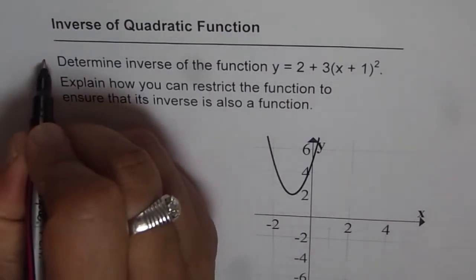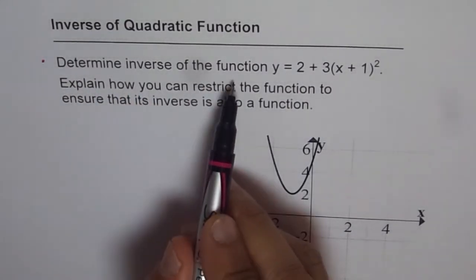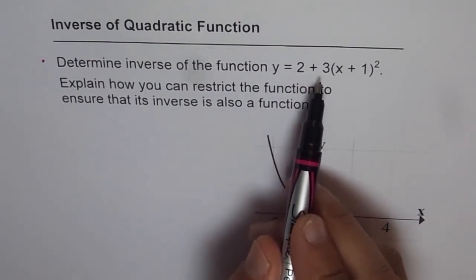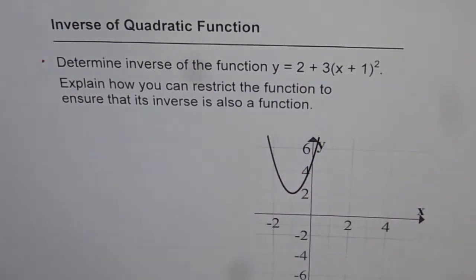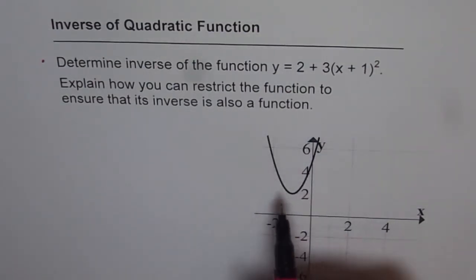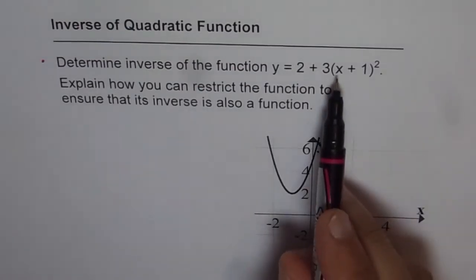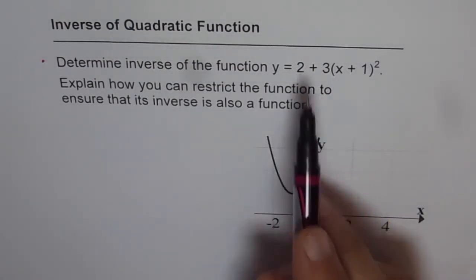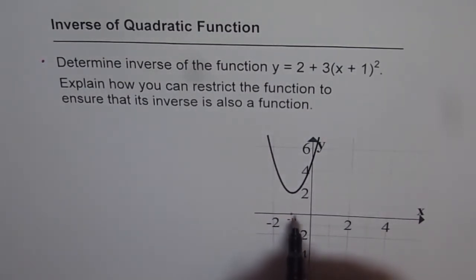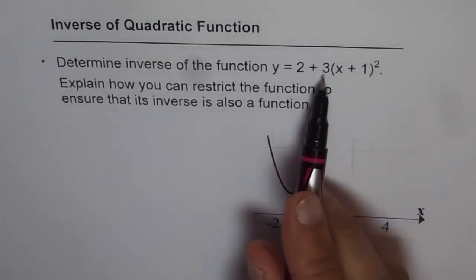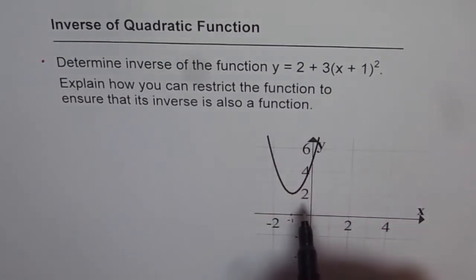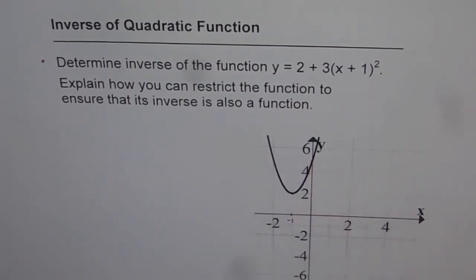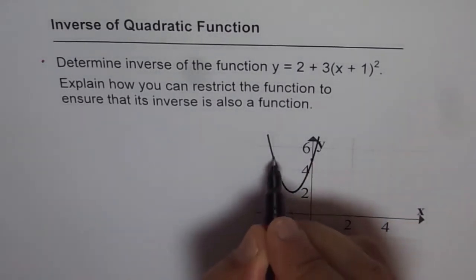So the first part of this question is determine inverse of the function y equals 2 plus 3 times (x plus 1) whole square. Now I've already given you a graph here to appreciate how the function is going to look. Vertex is at minus 1 x value, y value of 2. It opens upward with steps of 3. Do you see that? Instead of 1, 3, 5, it is 3, 9, 15. So the first step is 1, 2, 3, correct? So that is how this graph is, right?